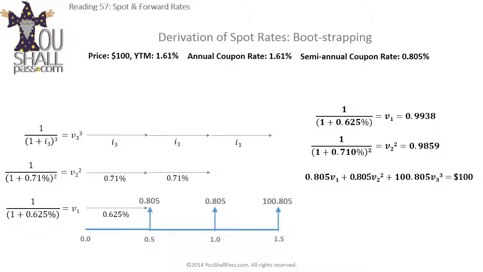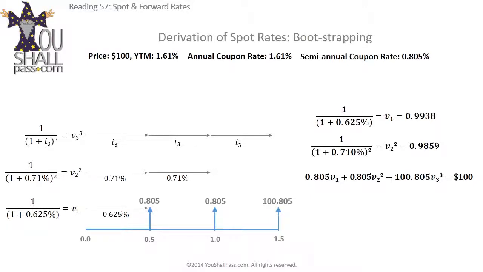We know that the 6 monthly spot rate for the 6 month and 1 year maturities is half the YTM for the 6 month and 1 year treasury bills. That is 0.625% and 0.71% respectively. So, using these, we work out the discount factors V1 and V2 for the first two cash flows.